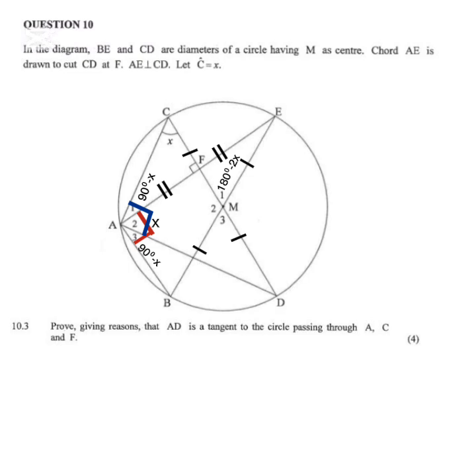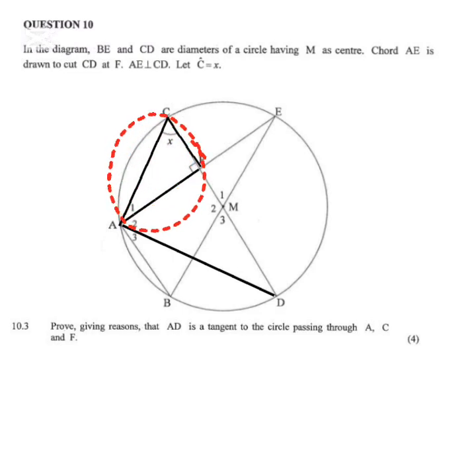10.3. Prove, giving reasons, that AD is a tangent to the circle passing through A, C and F. For us to be able to solve this question, we must highlight line AD and triangle ACF. Then draw a small circle that passes through A, C and F. We are done, but before we continue, let me remind you of something.